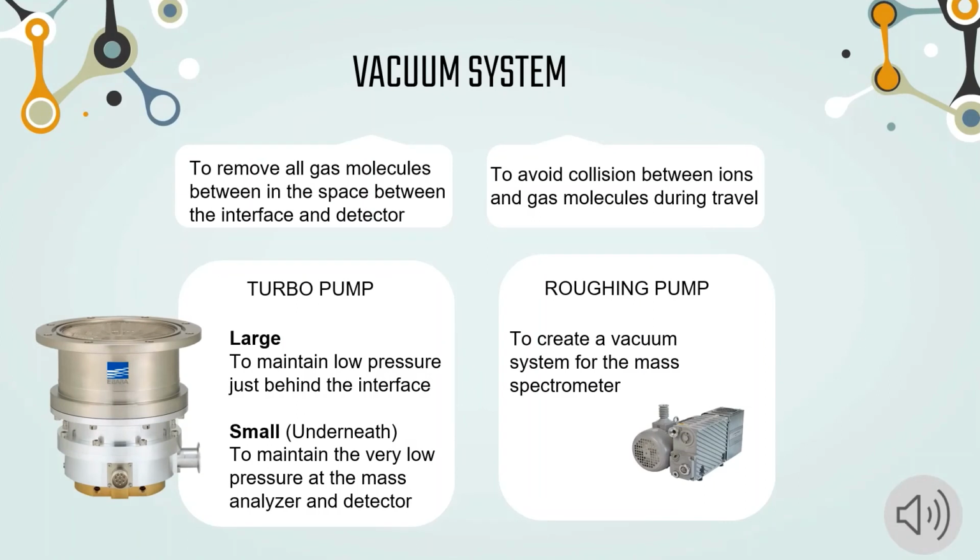We need the vacuum system to remove all the gas molecules in the space between the interface and the detector, and to avoid collision between ions and gas molecules during travel. In the system, we use two roughing pumps and two turbo pumps, one large and one small. The large turbo pump maintains low pressure just behind the interface, while the small one maintains the very low pressure at the mass analyzer and detector. The roughing pump creates the vacuum for the mass spectrometer.